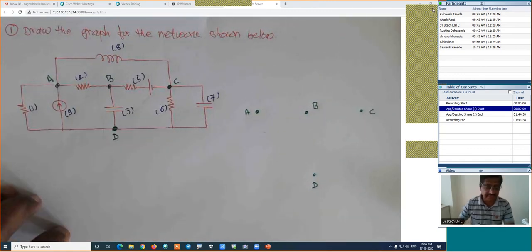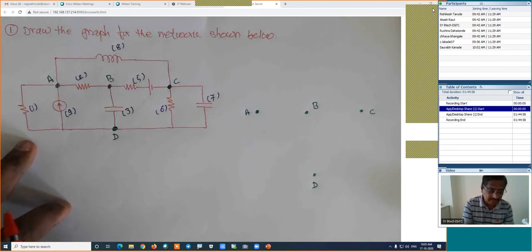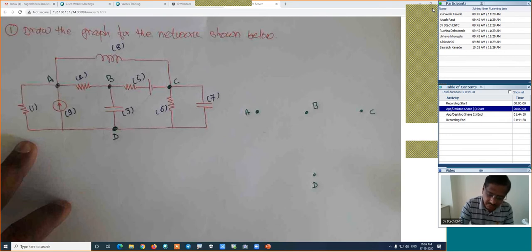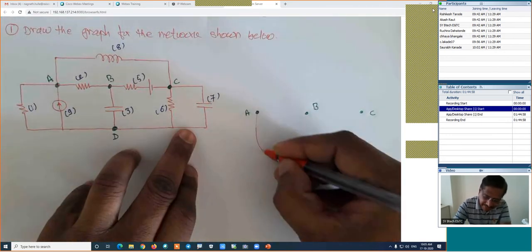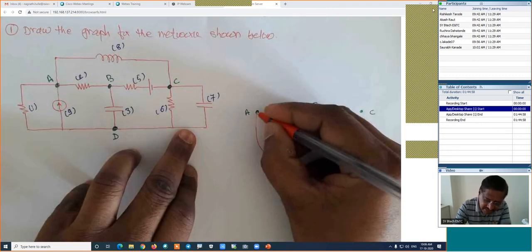Is it right? Now look at it. First, I will draw the branch number 1. This is the branch number 1 in the graph. How is the branch number 1? It is replaced by one path. That branch is replaced by one path.